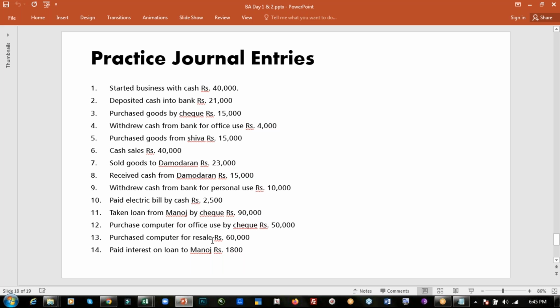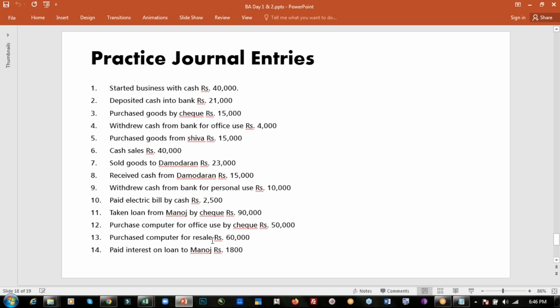All right, we are paying the interest on loan to Manoj. So Manoj is a person and interest on loan is our expense. We have to mention proper interest on loan because we pay interest on many things. So for that reason, we have to mention a proper account, interest on loan. Interest on loan is an expense and Manoj is a person.